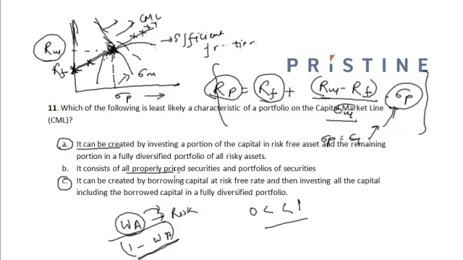All the properly priced securities and portfolios of securities are plotted on the SML, not the CML. The CML consists of only efficient portfolios. So option B is the correct option, because this statement is not a characteristic of a portfolio on the capital market line.